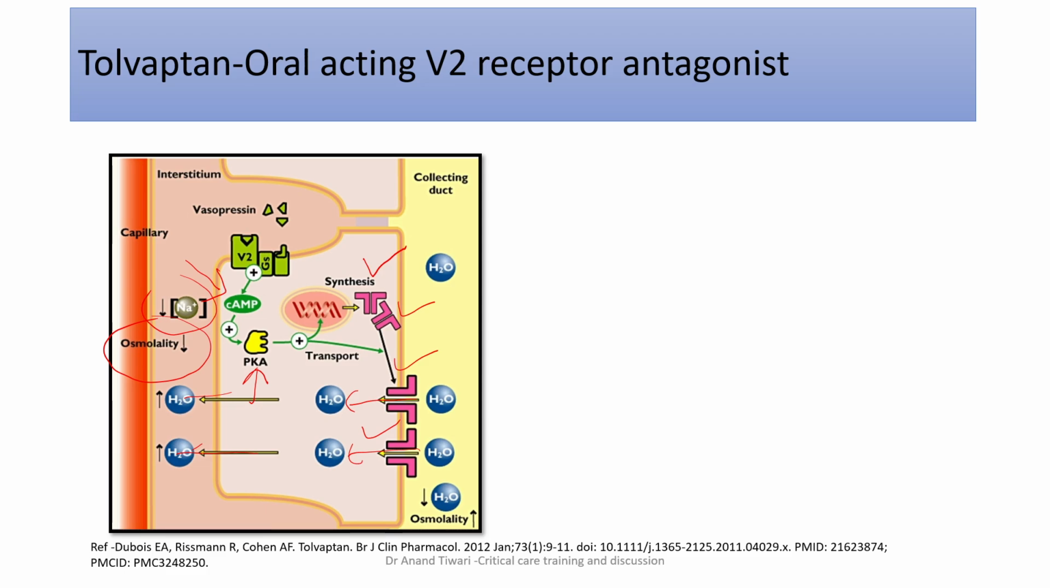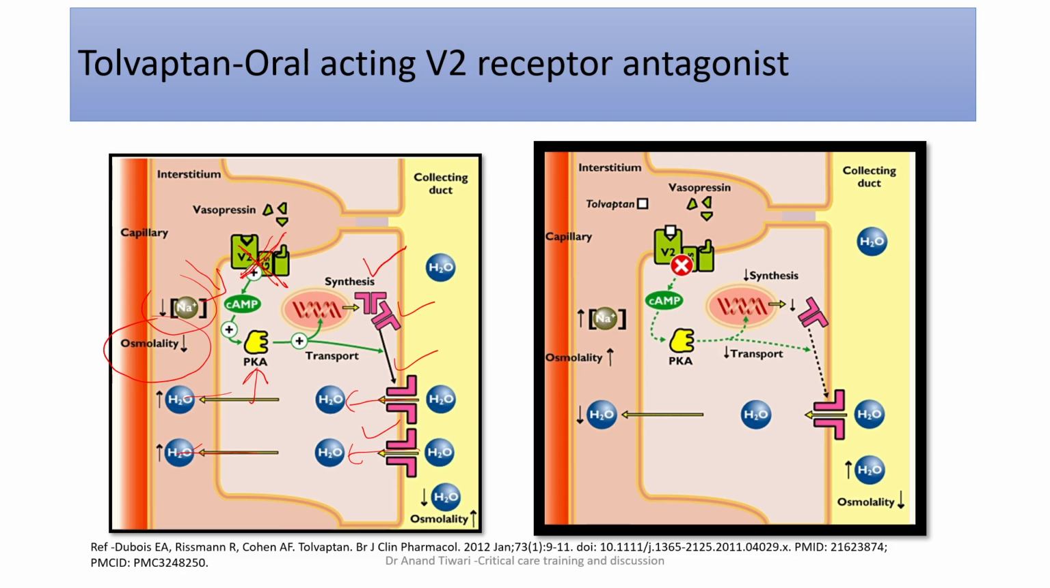So in these situations of inappropriate ADH where this V2 stimulation happens, you can use a drug which stops this action at this level. That is what tolvaptan does. It stops the stimulation of V2, thereby decreasing the expression of these aquaporin channels, and this decrease in aquaporin channels will cause more urine, more water to be lost to the collecting duct, and less water will be absorbed in the serum, leading to a rise in the sodium.